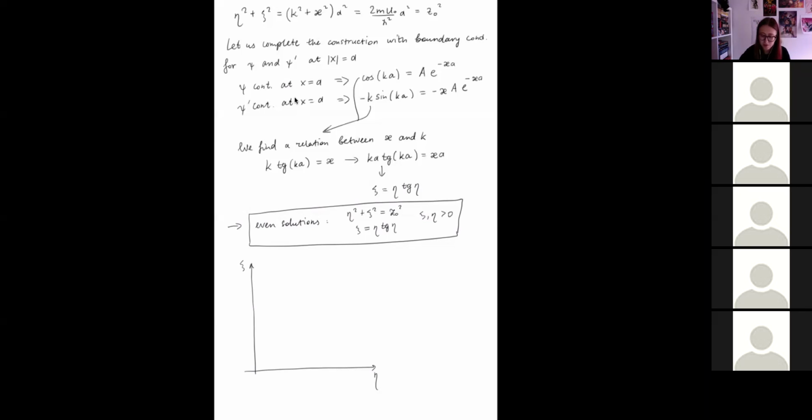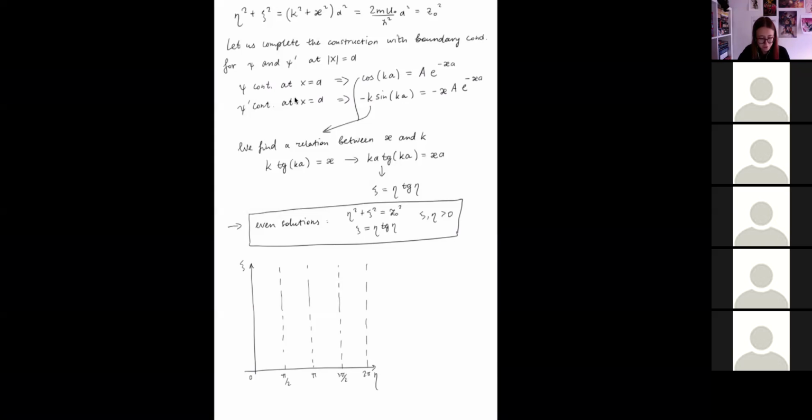So we just plot the solutions to the first equation, then we plot the solution to the second equation, and then the intersections would be the solutions to both of them. Okay, so let me do some preparation here for the eta tangents eta. So we have here 0, pi over 2, pi, 3 pi over 2, 2 pi. Yeah, let me use different colors.